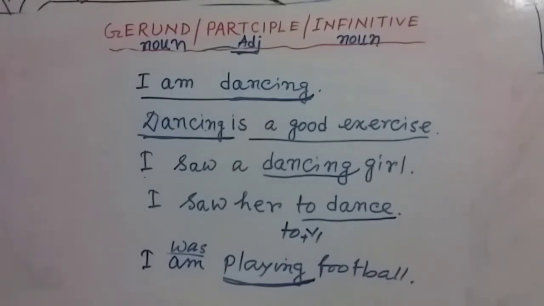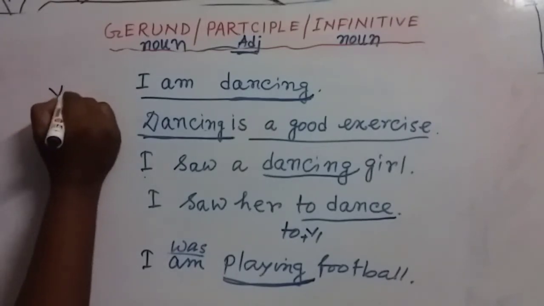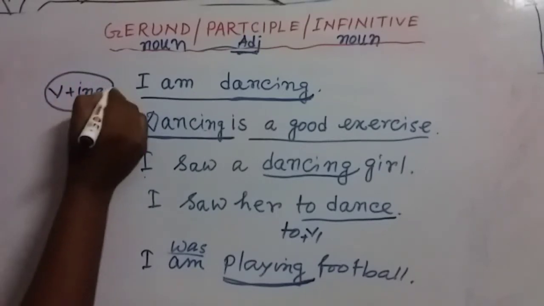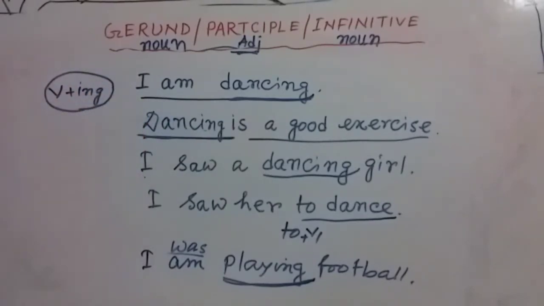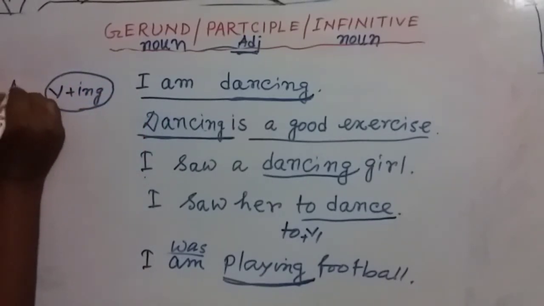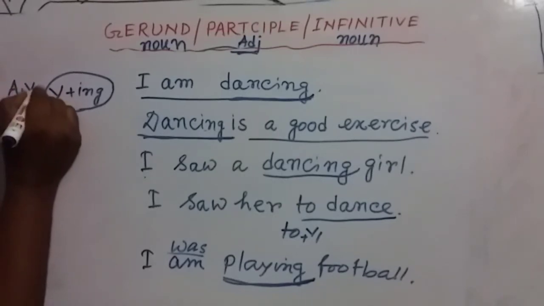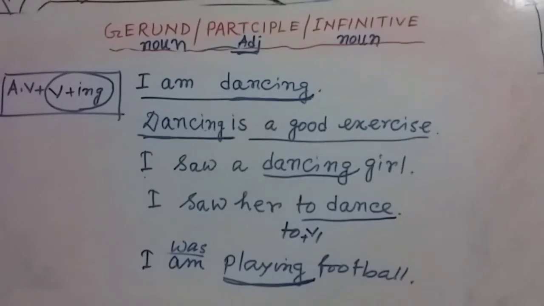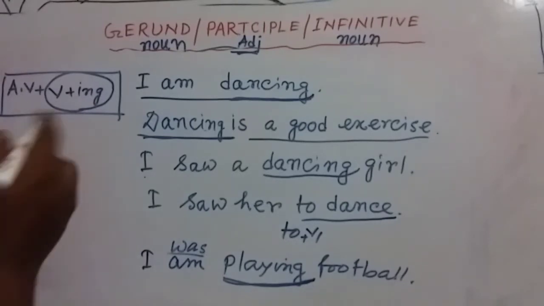But my dear friends, always remember continuous verb with ing. If it is used purely as a verb, before that obviously there will be an auxiliary verb. Without the help of auxiliary verb, the ing form cannot be used purely as a verb.